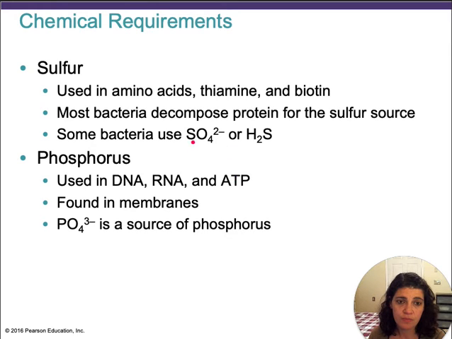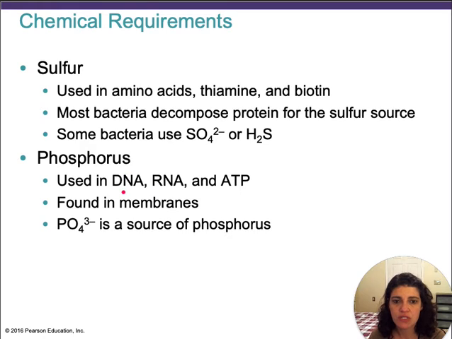Sulfur. Present in some amino acids, present in some vitamins. Amino acids like cysteine have sulfur. Okay? And most bacteria decompose proteins for the sulfur source. So they decompose and then we can absorb the sulfur with the plant, with the animal that we ingest, okay?